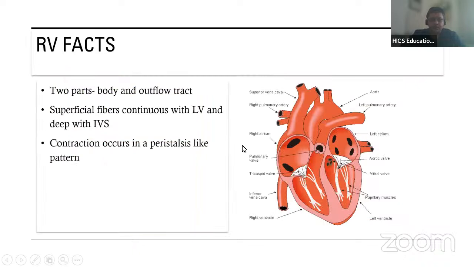Let's look at a few facts about the right ventricle. It has two parts, the body and the outflow tract.